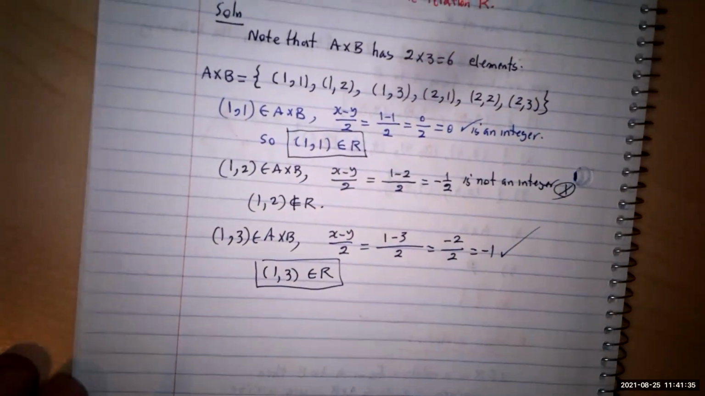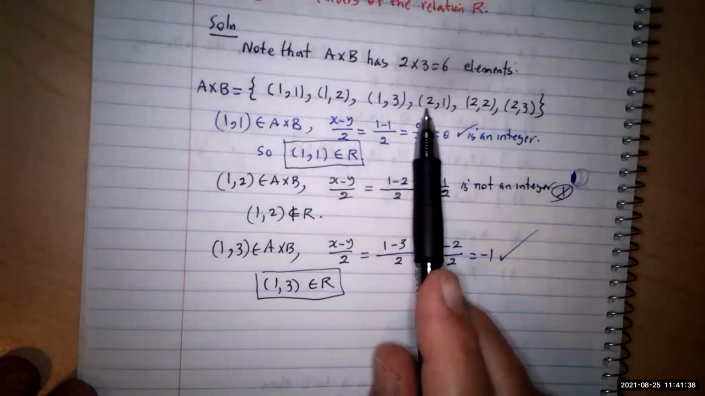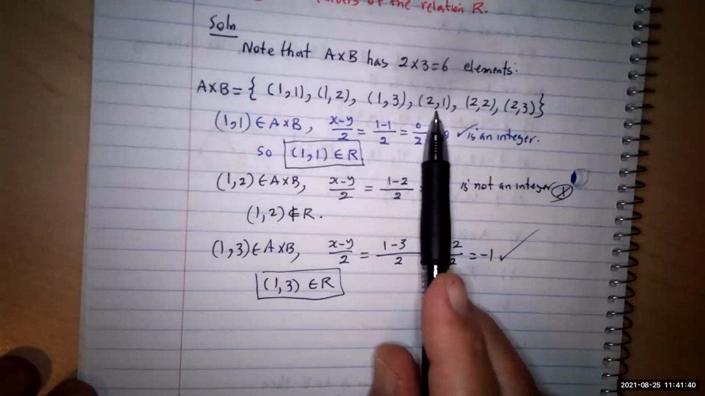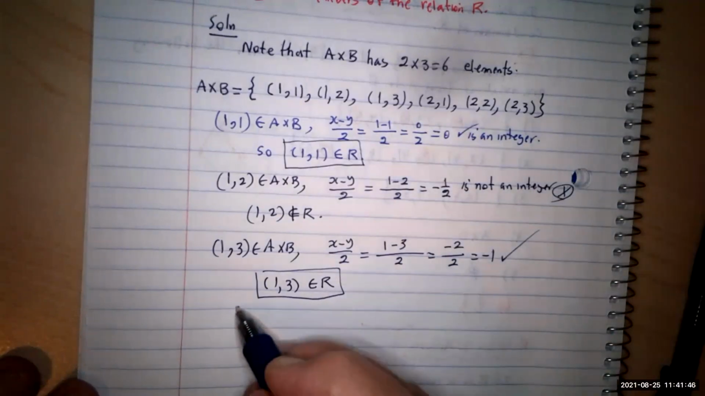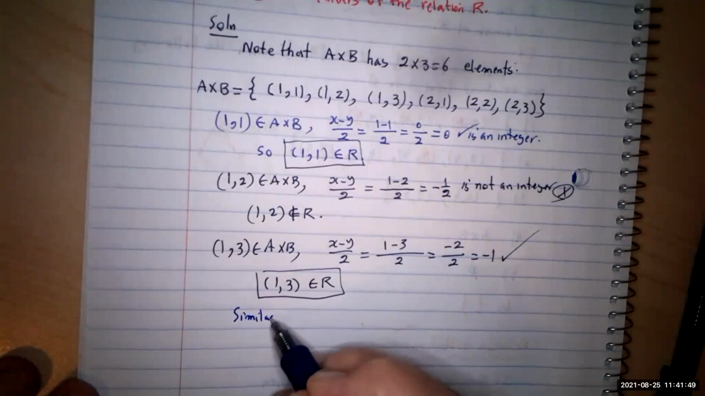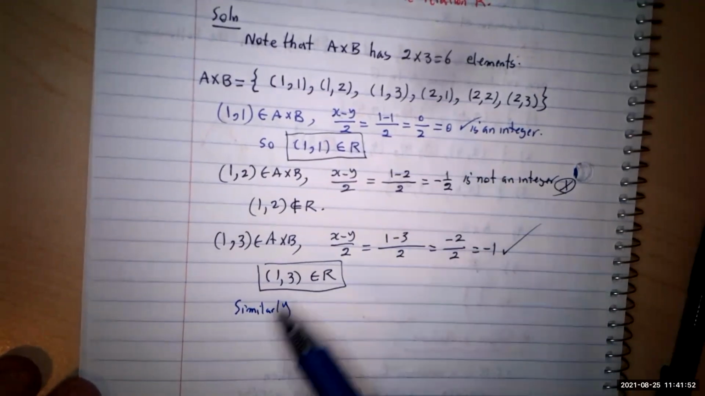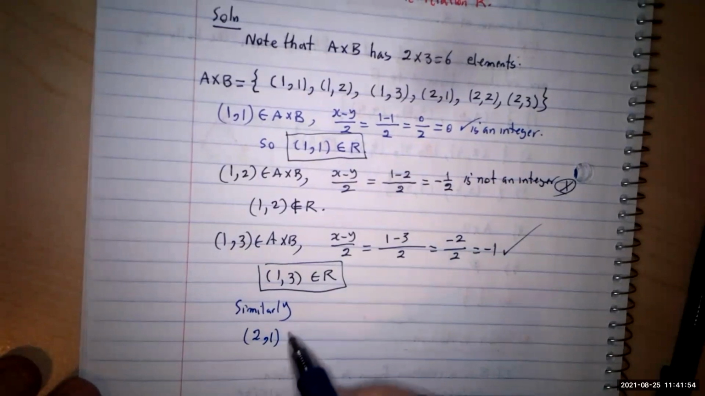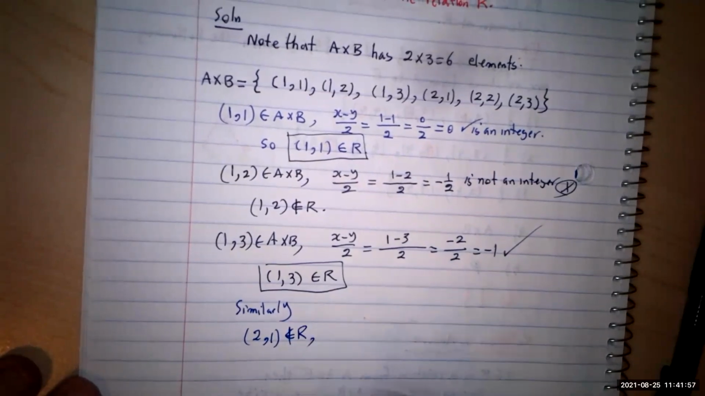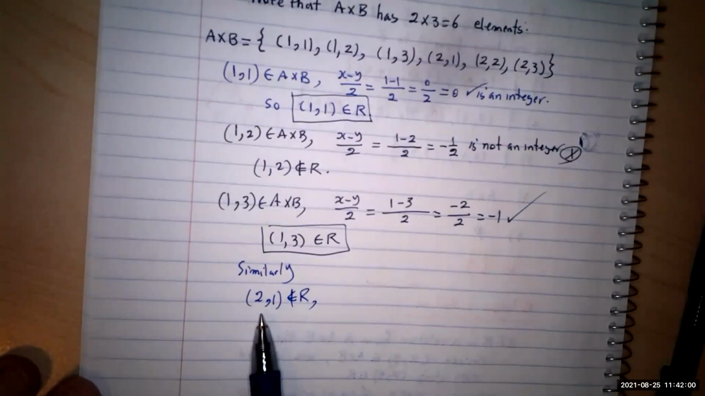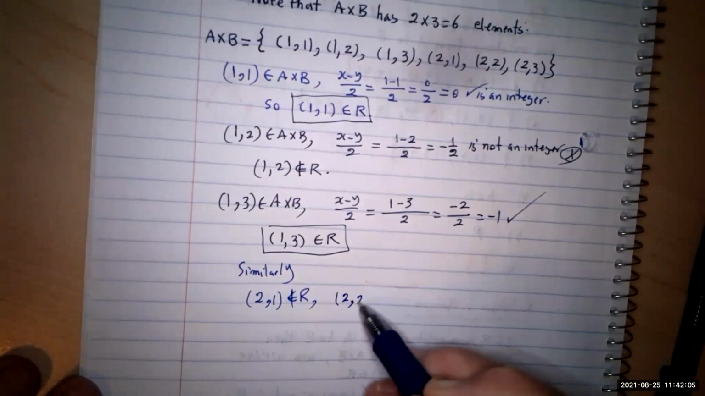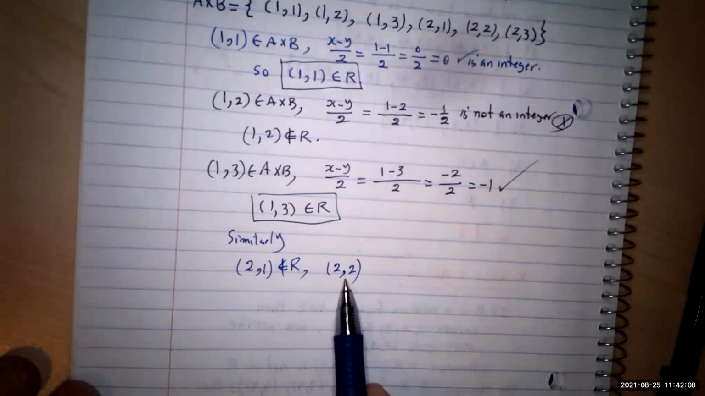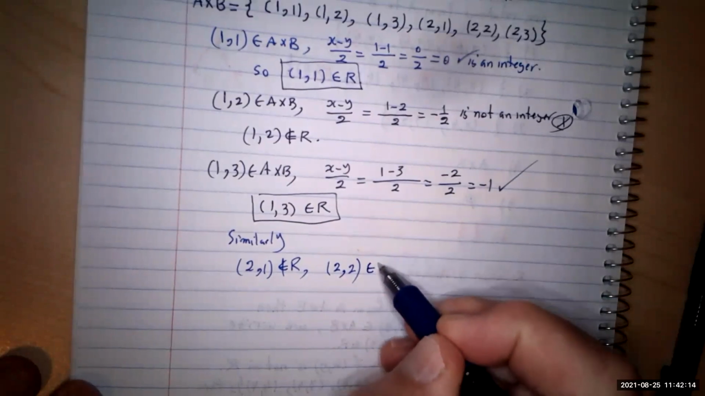You just have a look and find out the other ones. This one is not going to be, because 2 minus 1 would be 1, divided by 2, is not an integer. If it's going to be on the test, just do a couple of them and then you can claim the other ones. Similarly, (2, 1) is not in R, because the difference is not an even number. Then (2, 2) is a good one, because 2 minus 2 would be 0, 0 divided by 2 would be 0. So this is in R.